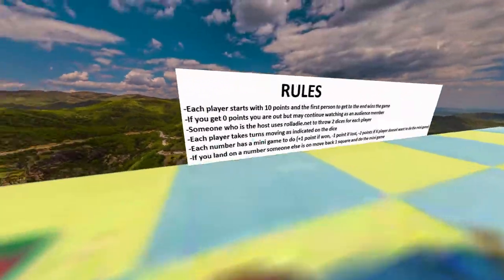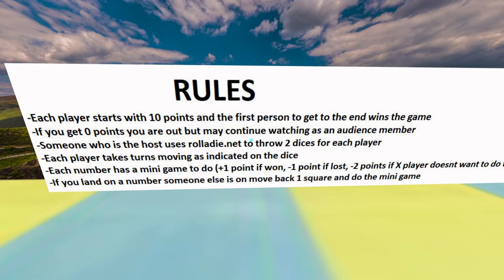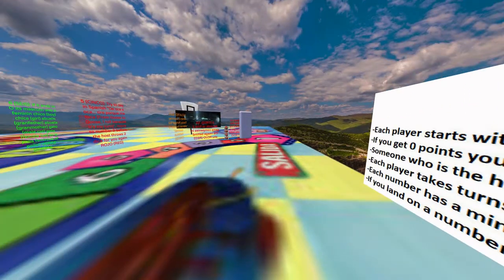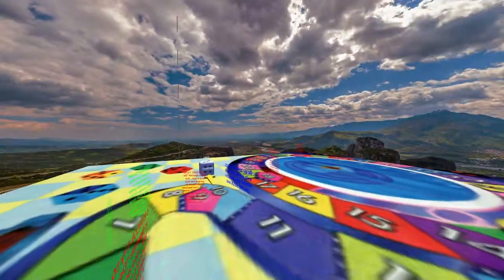To circumvent the die problem, if you look in the third sentence, it says someone who's a host uses rolladie.net to throw two dice for each player. So people like me on a PC go to a website, they throw two dice, then they tell a number to whoever's moving, and then they move. So that's how to circumvent it, just using the internet.